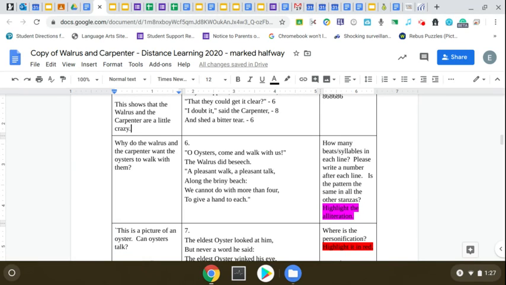Stanza 6. Oh, oysters, come and walk with us, the walrus did beseech. A pleasant walk, a pleasant talk along the briny beach. We cannot do with more than 4 to give a hand to each.